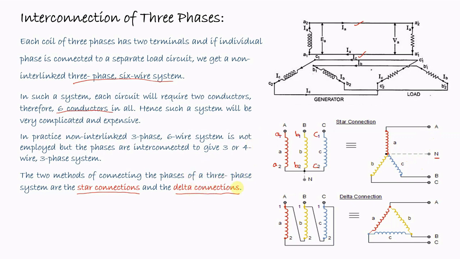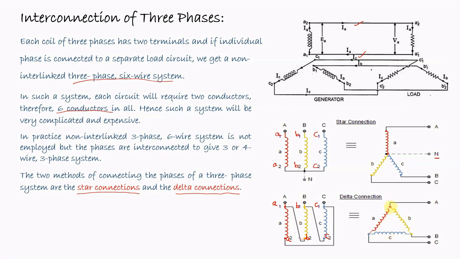On the other hand, for delta connection, the connection should be such that the starting point of the first coil is joined with the end point of the second coil. That means A1 is connected with B2. Similarly, the starting point of the second coil is connected with the end point of the third coil, so B1 is connected with C2. And similarly, the starting point of the third coil is connected with the end point of the first coil, that is C1 is joined with A2. So in this case, it makes a closed loop.